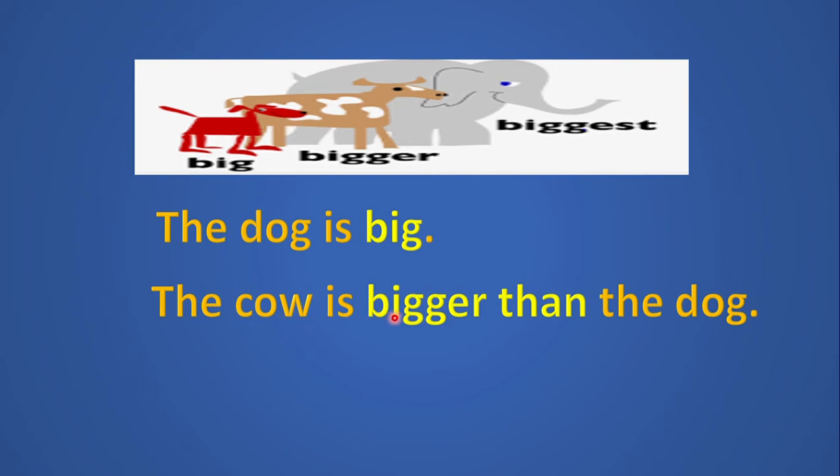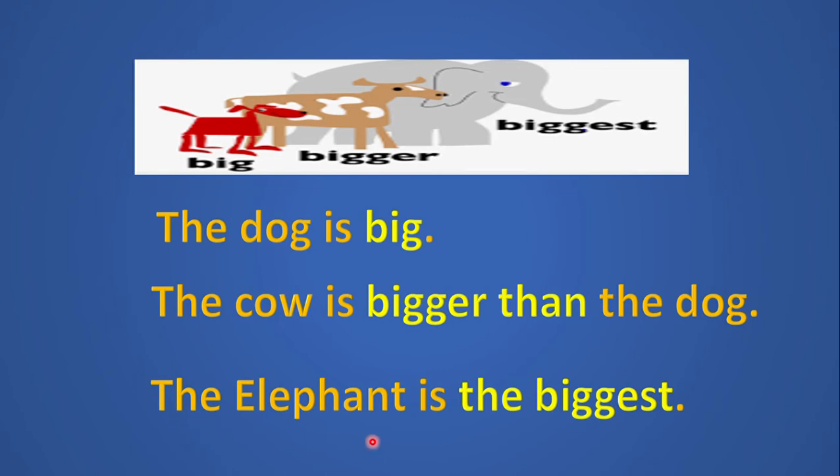The cow is bigger than the dog. When I add er, my students, comparative, I write than. Why we doubled the G here, my student? Yeah, because we have a vowel before the G. So the cow is bigger than the dog.